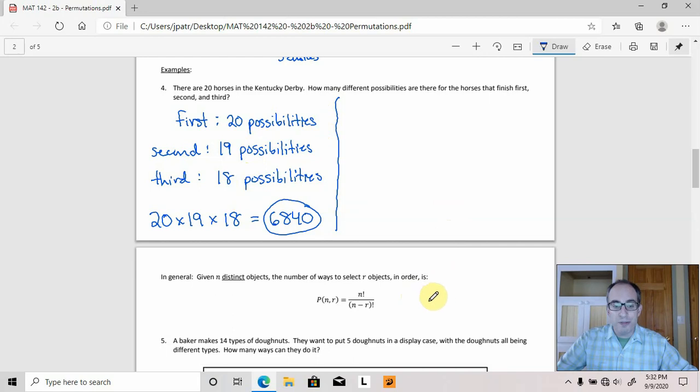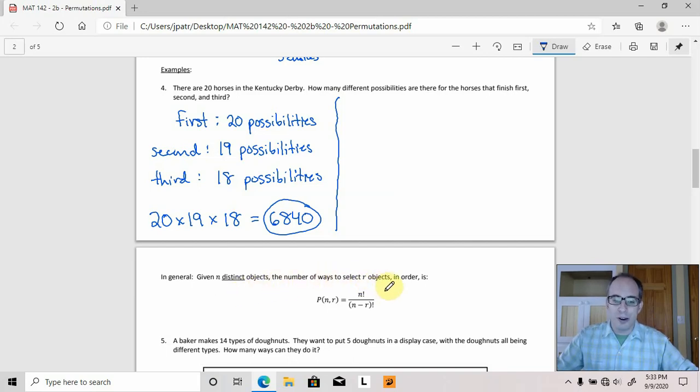But there is a formula for this. So if you're given n distinct objects, so the distinct is important. If there are objects that aren't distinguishable from each other, what you have to do is a little bit different, and we're actually going to kind of work our way up to it. That's about a page away from here. So we'll get there pretty shortly. But n distinct objects, so like 20 different horses, right? Or three different digits, right? Those are distinct objects too.